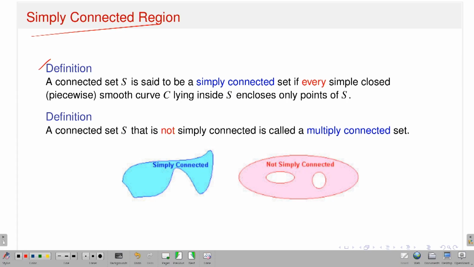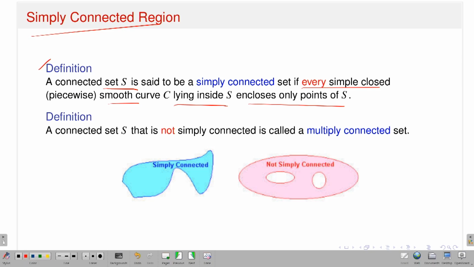A connected set S is said to be simply connected if every simple closed smooth curve or piecewise smooth curve lying inside S encloses only points of S. So that means there should not be the case that I have a simple closed smooth or piecewise smooth curve in my connected set S, and in the interior of the region bounded by this simple closed curve, there is any point which is not in S.